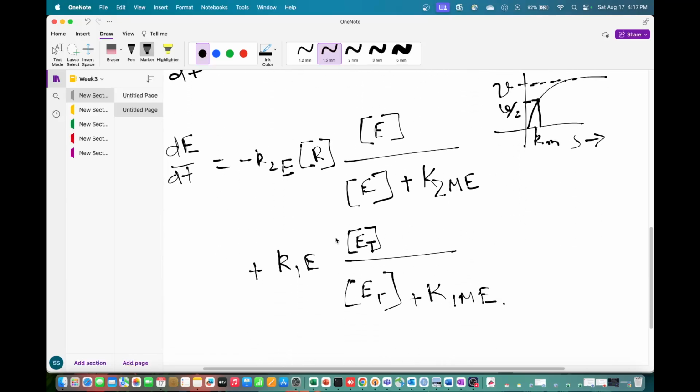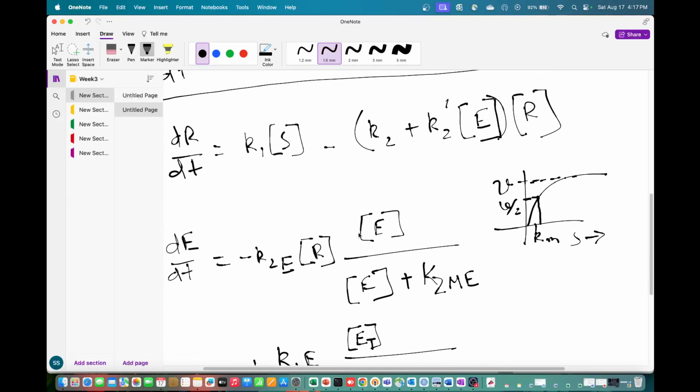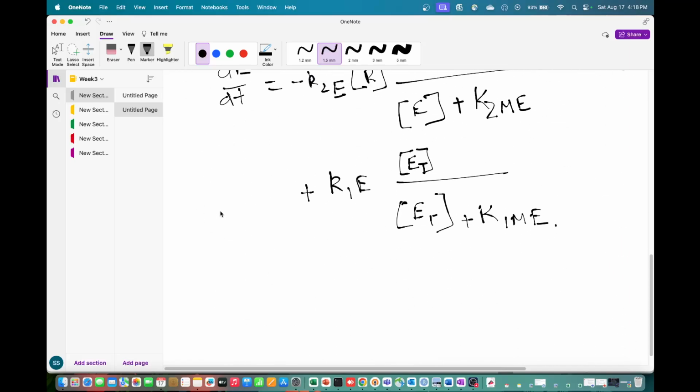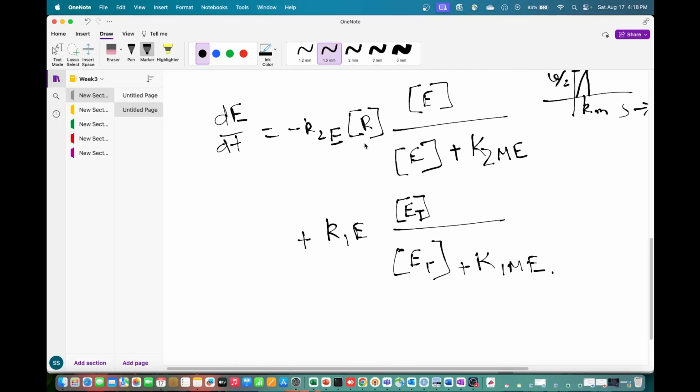So the equations, if you notice, are a little bit different, because here you are on the forward reaction, there are two substrates, EP and R, so you are modeling for both of them, and for the reverse reaction, E is getting degraded to EP. In the reverse reaction we are not concerned about R, right? In the reverse reaction we are concerned only about the E. So this E and this E are different.